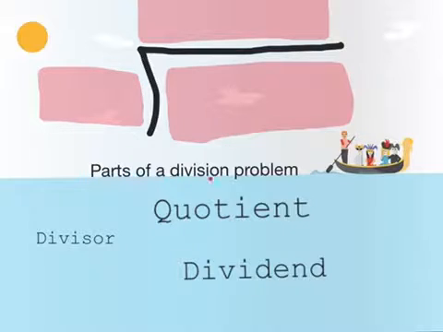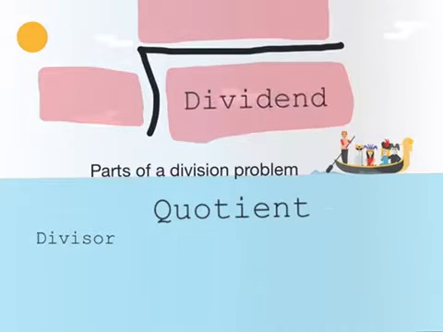Parts of a division problem. I'm going to first show you what goes here. What goes there is the dividend. The dividend is the number you divide from.